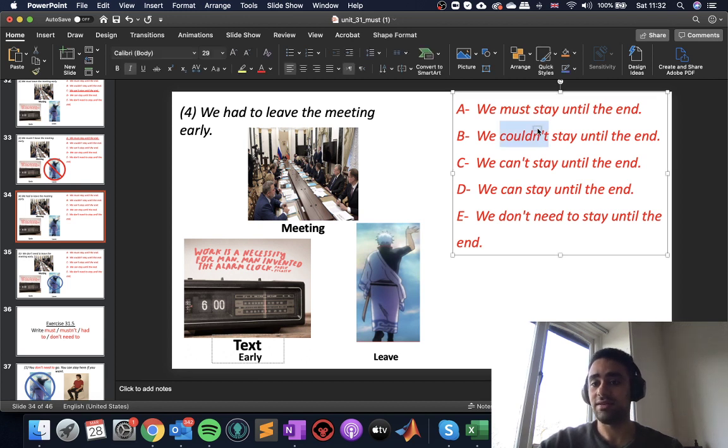So easily we look here and we check that the tense is correct. It's a past tense as well. And we also check the meaning. We couldn't stay until the end. In the past, we couldn't stay until the end. So we had to leave the meeting early. So in the past, we left the meeting early because we couldn't stay until the end.